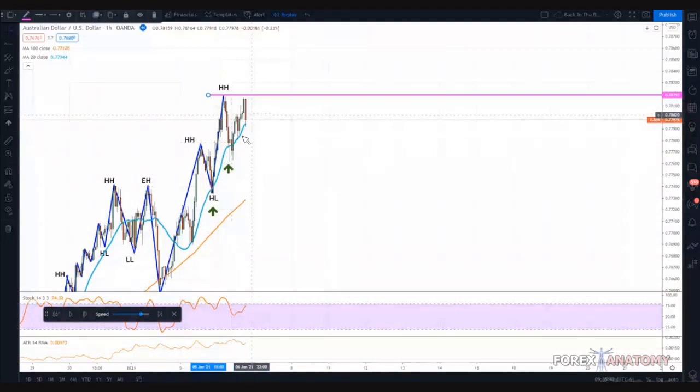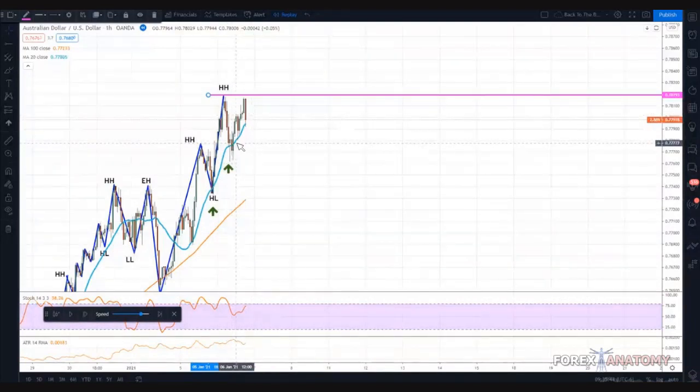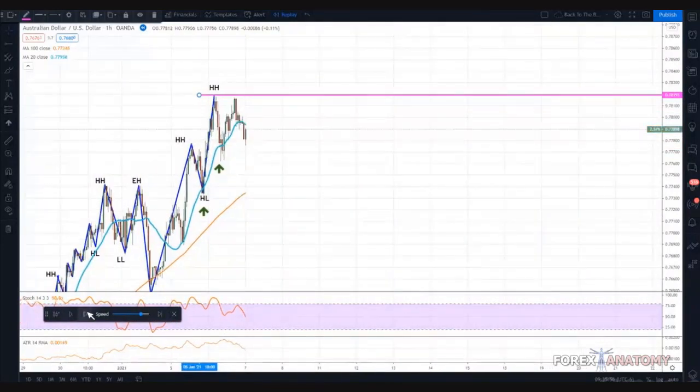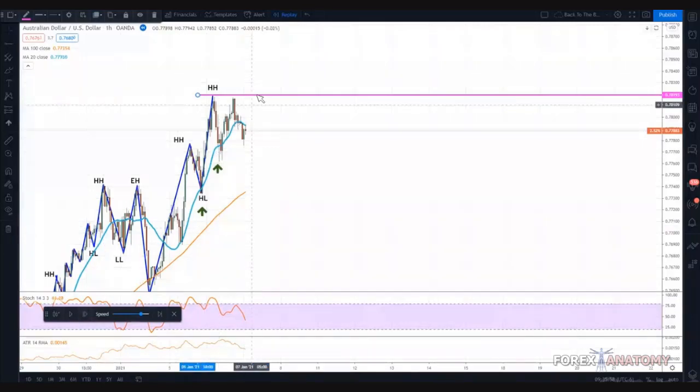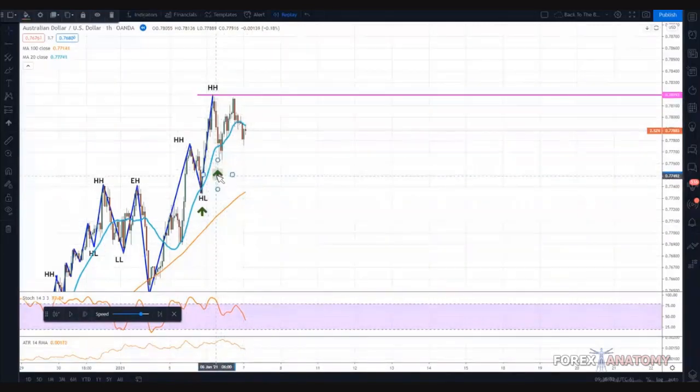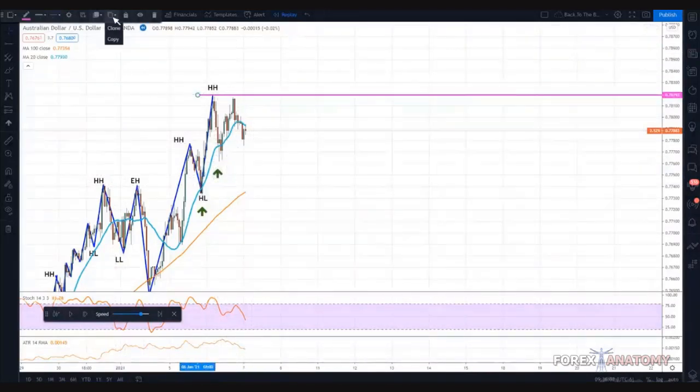So then 20 SMA is still sloping upwards. Remember, we want to look for buying opportunities. We still have this higher high, higher low scenario. Price hasn't proven that it's still maintaining its upward bias. So then let's see what happens. So then as we do tick by tick, let me clone this.